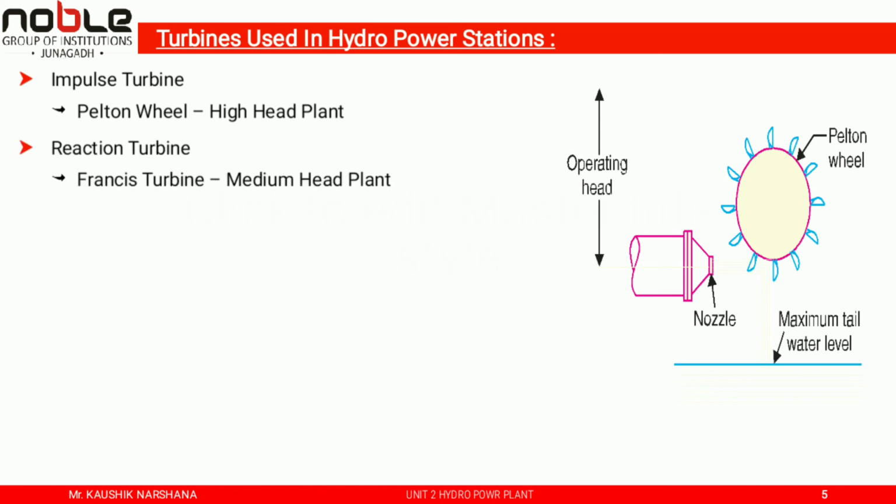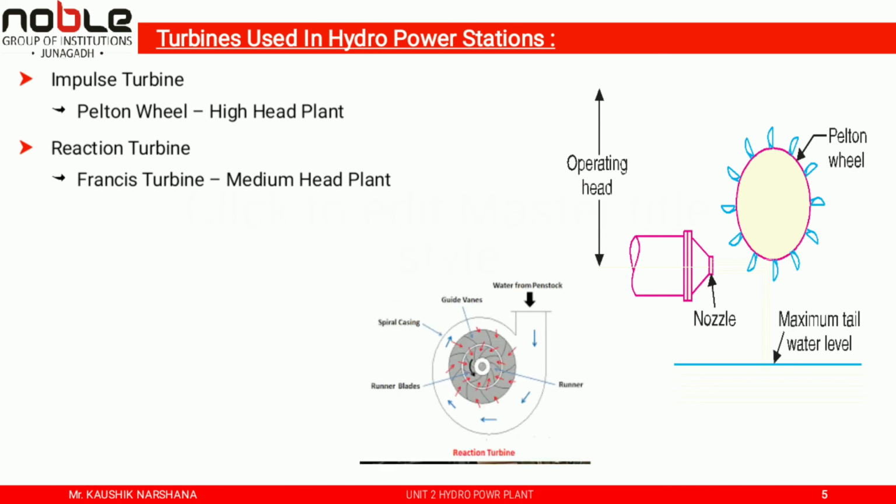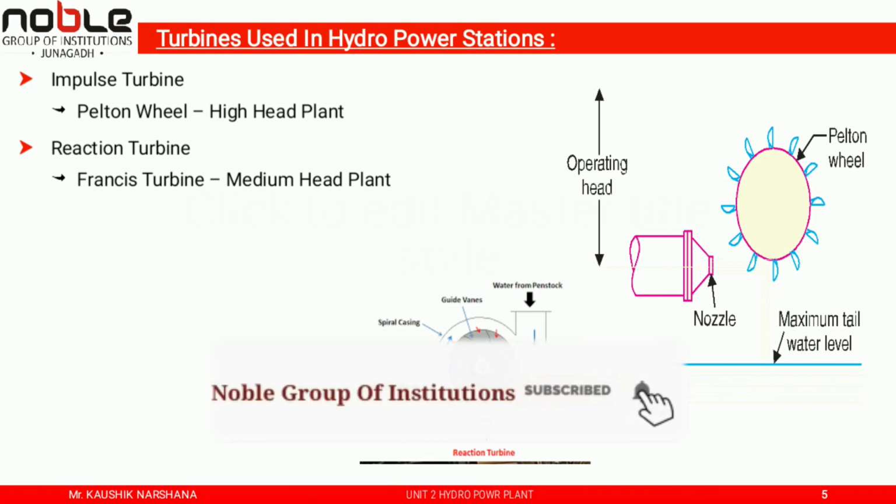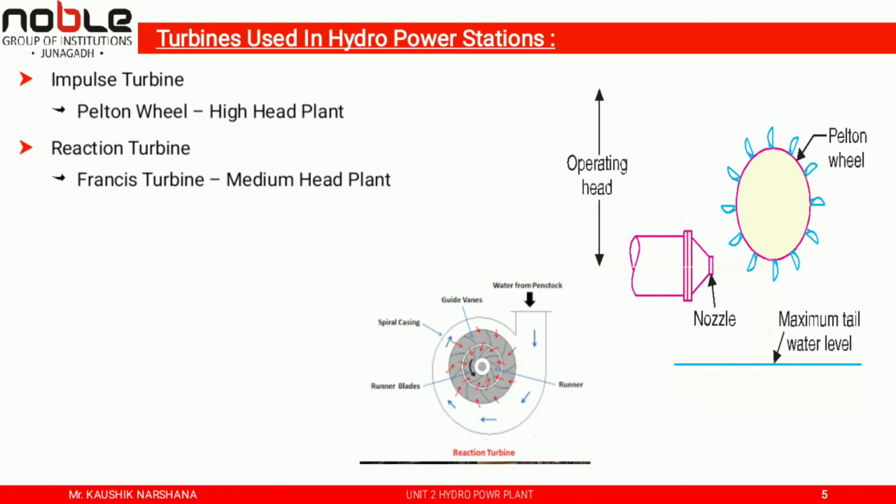Again, the second type is the reaction type turbine. It is used in medium head and is also called the Francis turbine. In this scheme, there is one outer ring in which there are guide blades. Inside it, there is an inner ring on which the moving blades are mounted. As we see in the figure, water flows radially inward through the outer ring, flows through the runner blades and comes out axially. When water comes out, its pressure is less than that of the atmosphere, so the water is discharged through the draft tube.